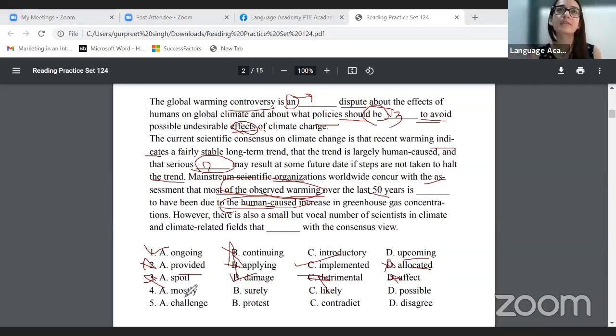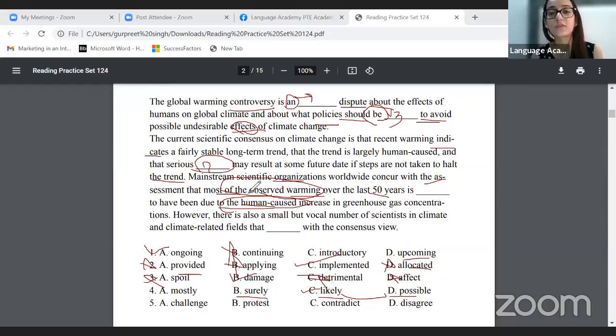Mostly means out of 100%, 60% is because of human. Does the sentence mean this? Is surely due to human. So 100% of the global warming is due to human increase. Is likely to be because of human cause, or is possible to have been. Possible and likely both are synonyms. When you want to say possibility of something, the academic word to say possible is likely. And the answer here is also likely because we are not given any hint that this is surely because of human caused increase in greenhouse gas concentration.